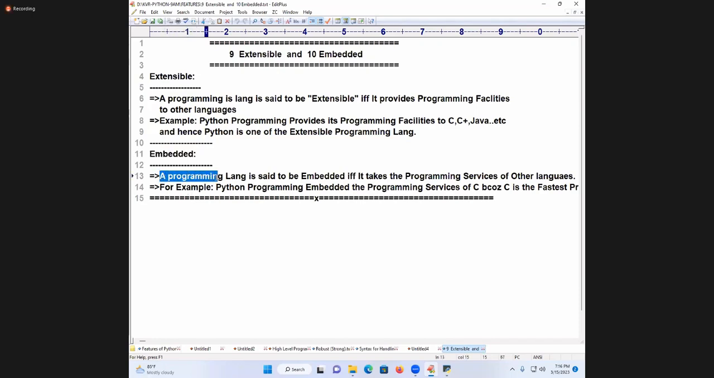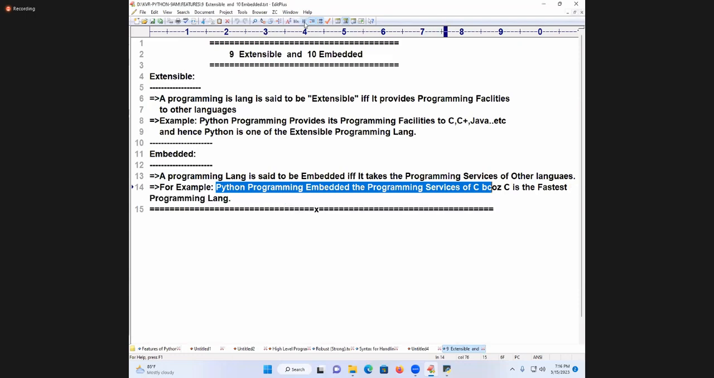A programming language is said to be embedded if and only if it takes the programming services of another language. For example, Python embeds the programming services of C and C++ languages, because they are the fastest programming languages. Understanding? Right.